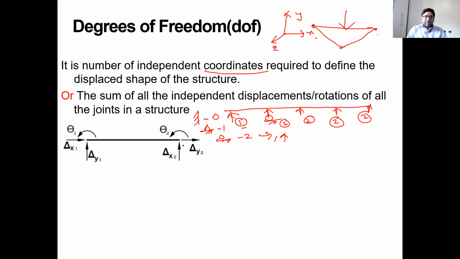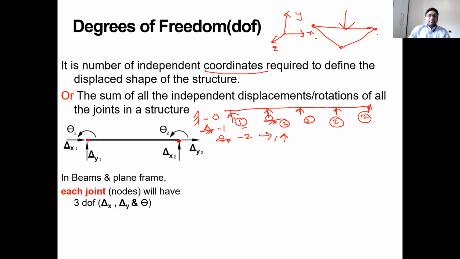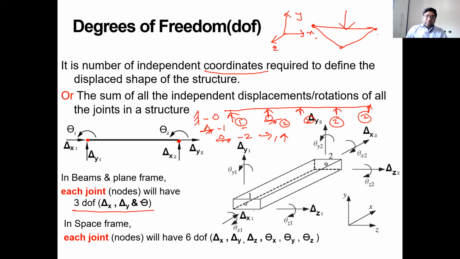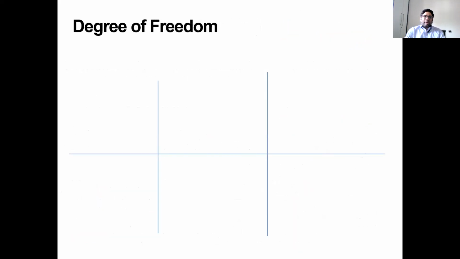Now you can see, for any given beam, every joint at the end will undergo vertical, horizontal, and rotation. In beam and plane frame, each joint will have 3 degrees of freedom: delta x, delta y, deflection, and rotation theta. But in a space frame, that is 3D, this is 2D. In a space frame, each joint will have 6 degrees of freedom. But right now we are only bothered about 2D.